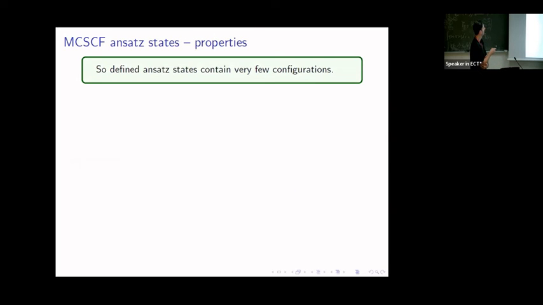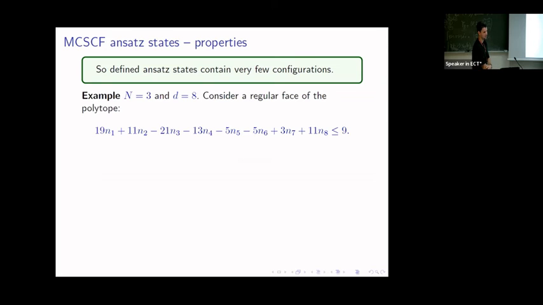But what is nice about those ansatz states constructed in this way is that they contain very few configurations. So let's look at some example. This is an example of 3 electrons on 8 spin orbitals. If you look at the paper by Klyachko, you'll find, for instance, this inequality. This is a generalized Pauli constraint, and no spectrum of a pure state will violate it.